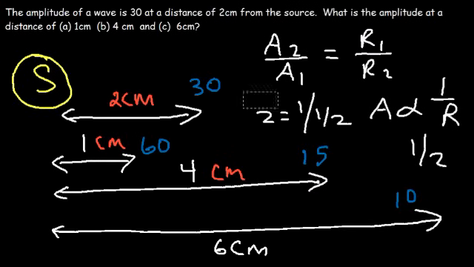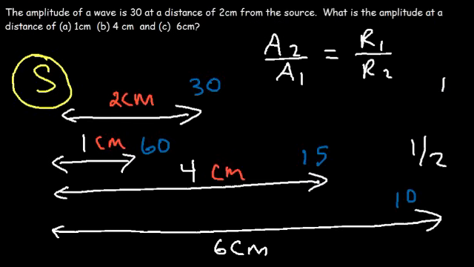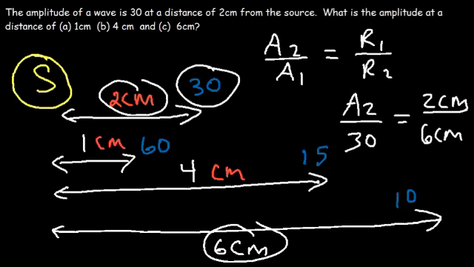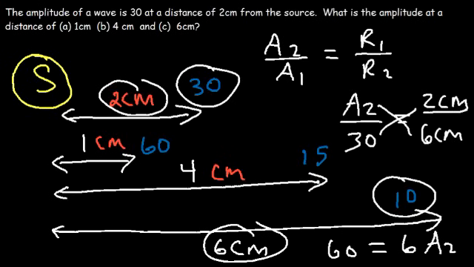Let's use the equation to find the amplitude when it's 6 centimeters away from the source relative to this point. So we're going to say A1 is 30, and we're looking for A2. R1, the distance that corresponds to A1, is 2 centimeters. R2 is 6 centimeters. So if we cross multiply, 30 times 2 is 60, and that is equal to 6 times A2. 60 divided by 6 is 10, so we get the same answer.